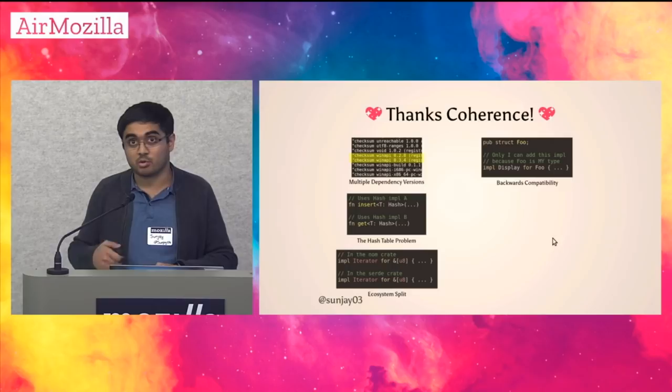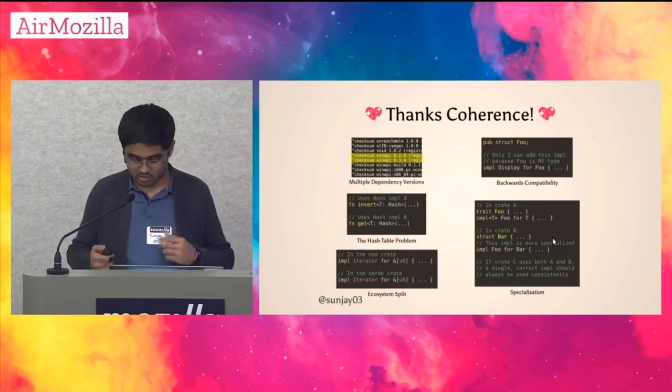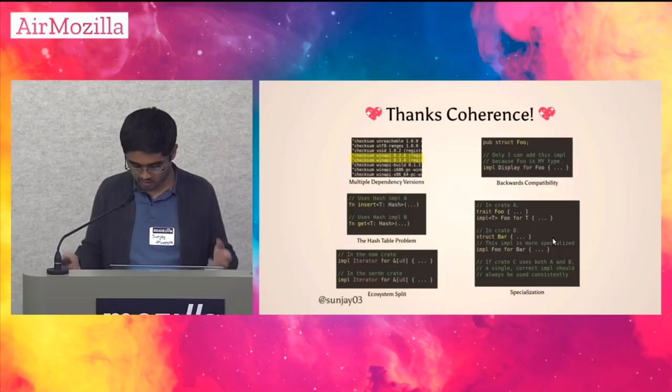An often requested feature in Rust is specialization, and the only reason specialization is actually possible in Rust is because coherence makes it so that there's only a single choice for a method's implementation at any given time. If two crates that are compiled separately could have overlapping implementations, then we wouldn't be able to implement specialization.